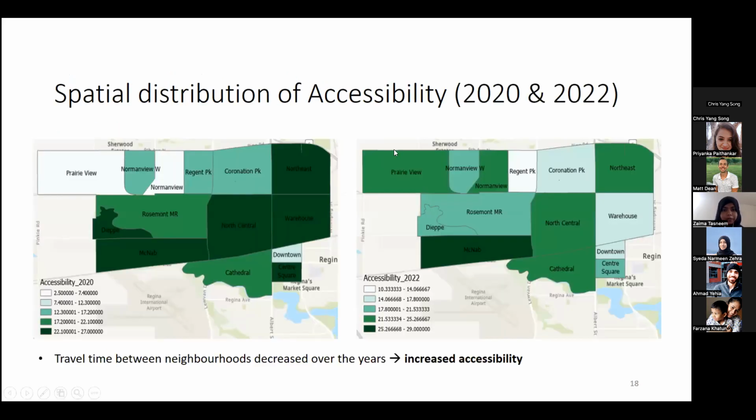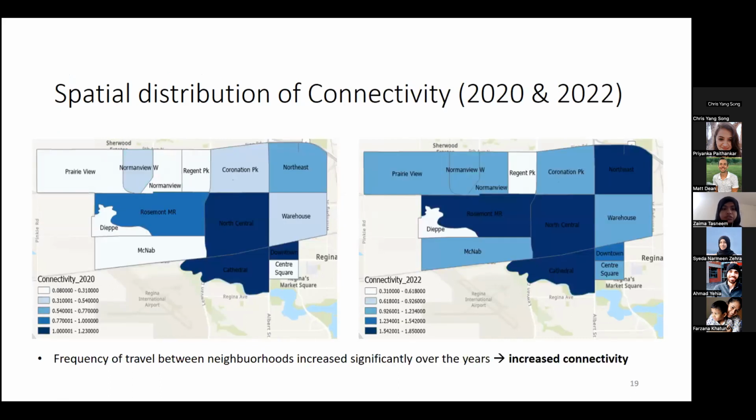So here is a spatial distribution map for accessibility in the years 2020 and 2022. And from the maps, we can see that for most of the regions, the travel time has actually gone down between neighborhoods, which indicates an increase in accessibility. Now, a similar graph is also seen for connectivity as well for the 2 years, where we see that the travels have increased for each of the neighborhoods over the years, which means it has also seen an increased connectivity due to this ODT intervention.